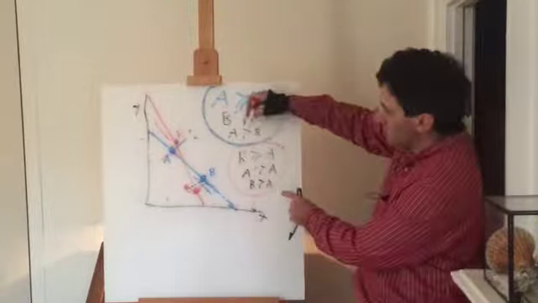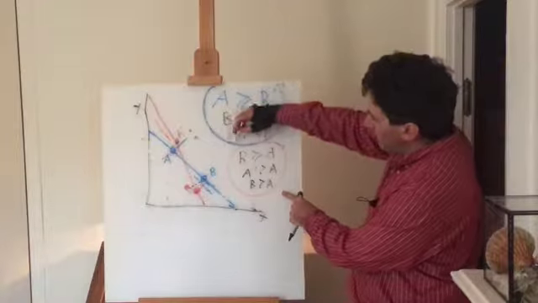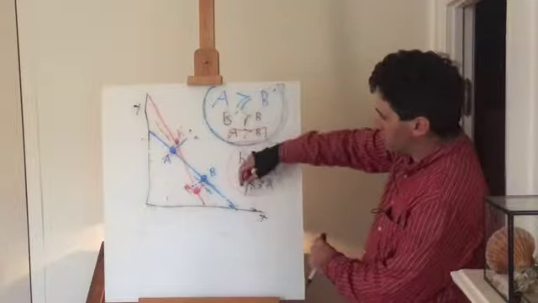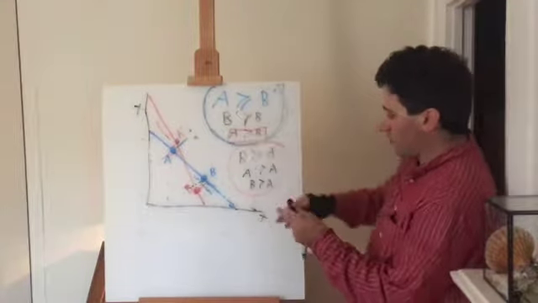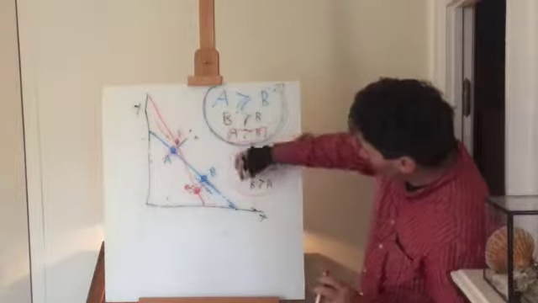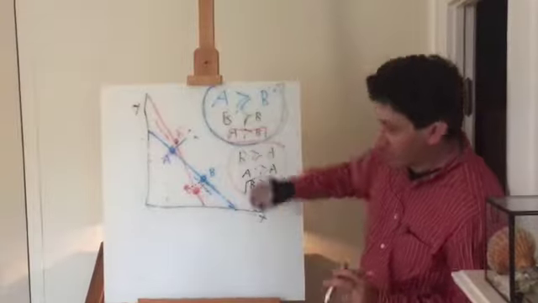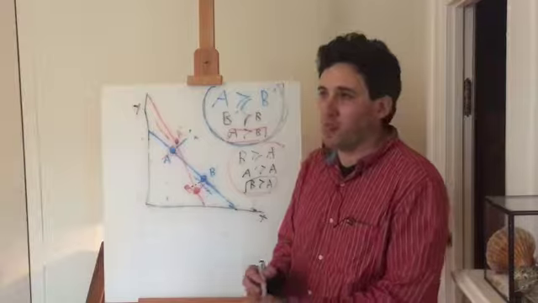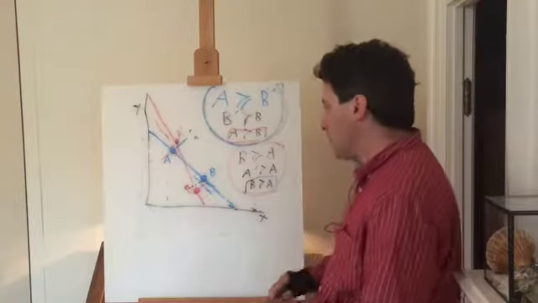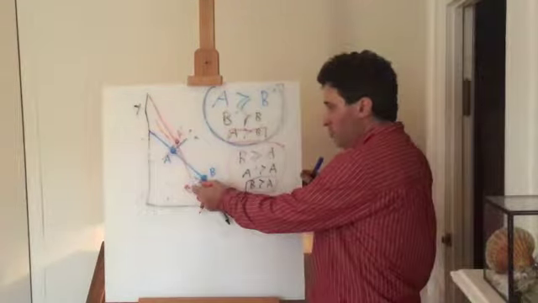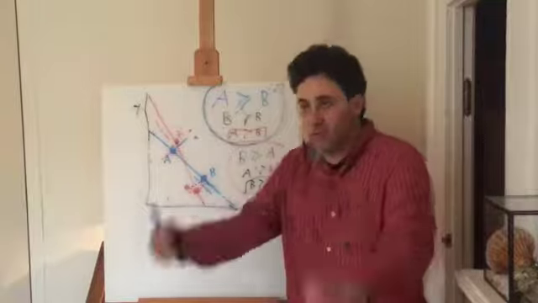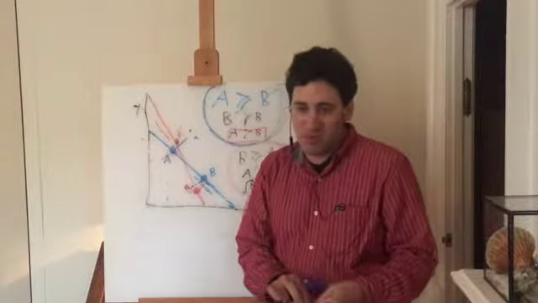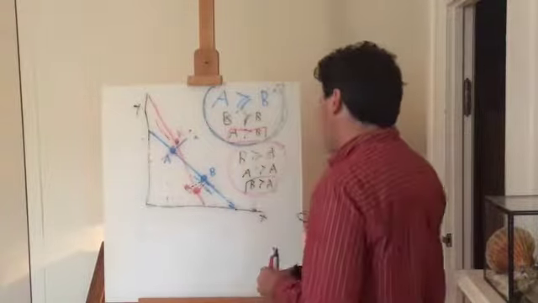Okay, so we see this suggests a violation of transitivity. A being preferred to B and B being preferred to A, that's a violation of transitivity. So there's no set of preferences that do not violate transitivity, joined with the more-is-better assumption, that would justify, or maybe the word is rationalize, this behavior.